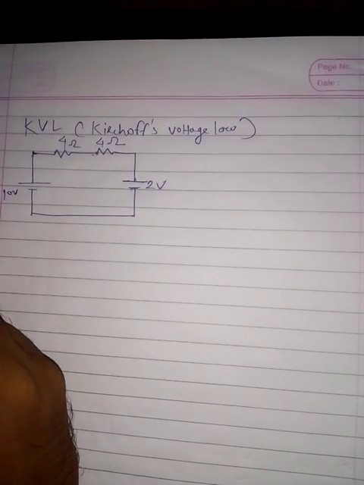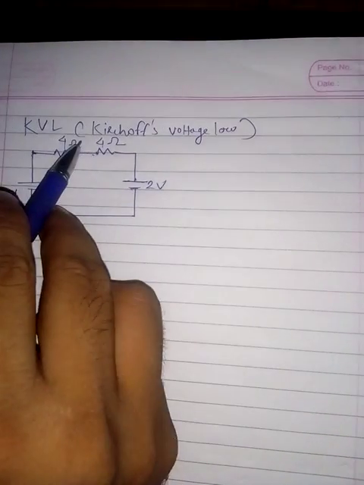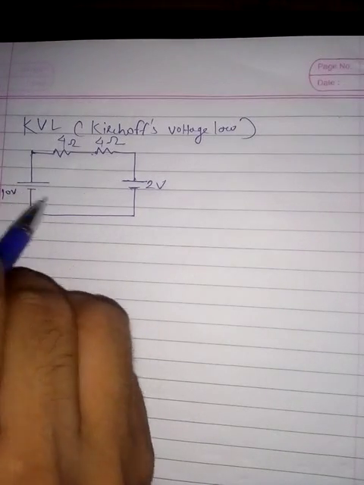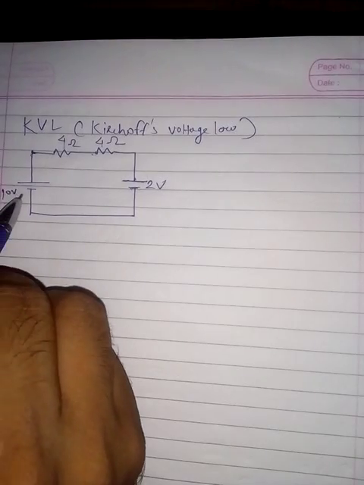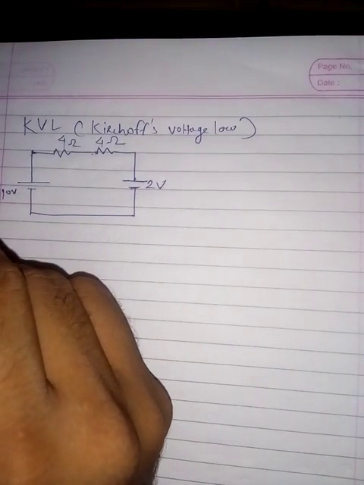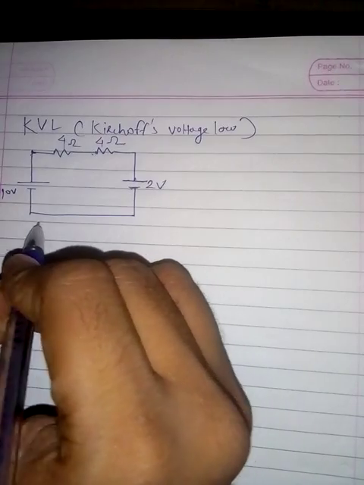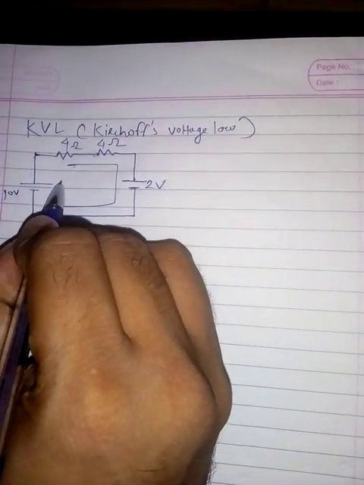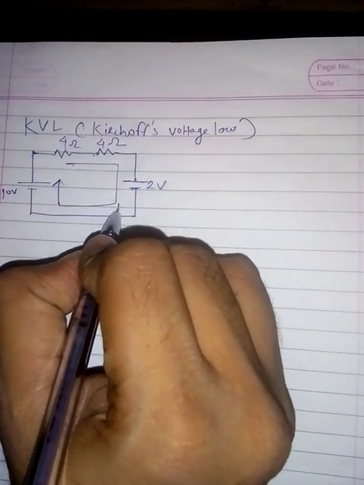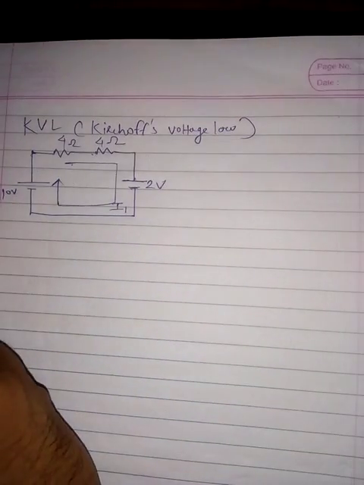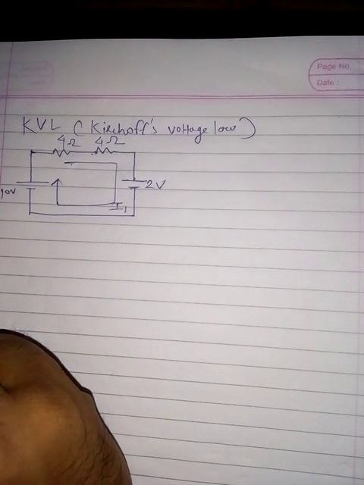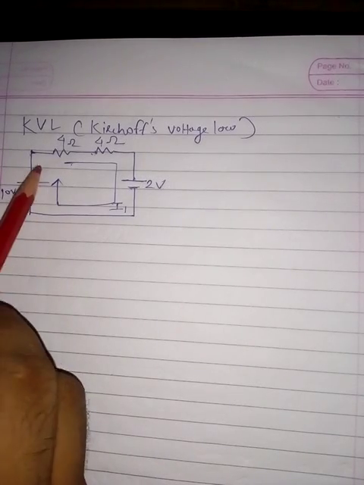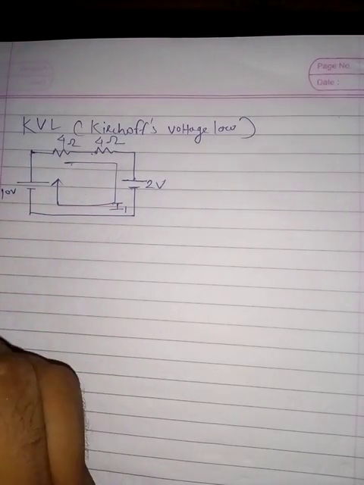Consider this simple example. We'll apply KVL in this one mesh having 10 volt and 2 volt. Having 10 volt and 2 volt, we can apply KVL in this direction. Let's say current I1 is flowing through this mesh. Now we can apply the KVL. We have to assume this current I1 is flowing through this mesh.